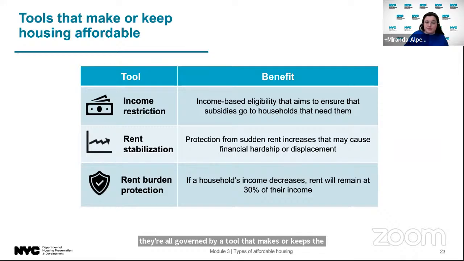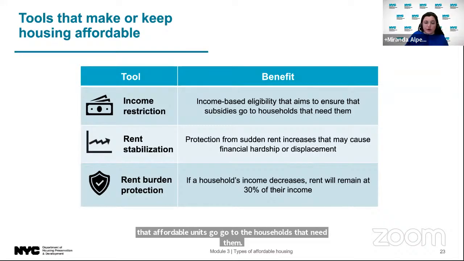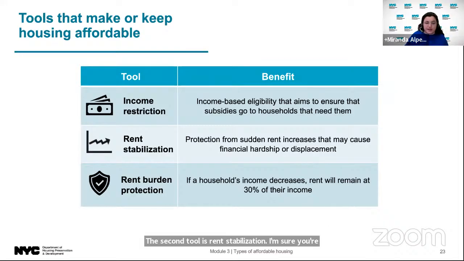There are three tools that can be part of affordability protections. The first is income restriction, which is an income-based eligibility that is designed to ensure that affordable units go to the households that need them. The second tool is rent stabilization. I'm sure you're all familiar with these regulations that are designed to protect tenants from sudden increases in rent. The last is rent burden protection, which is a tool that is part of public housing and rental vouchers, which is the only tool that allows a tenant to pay less rent if their income decreases.